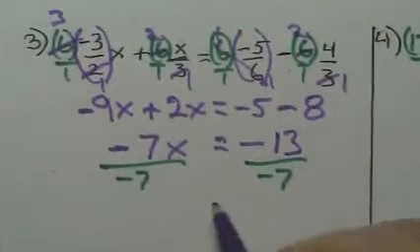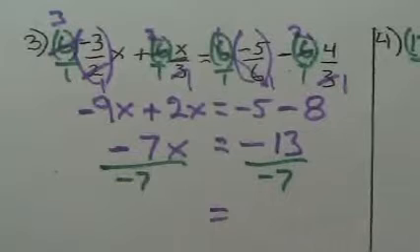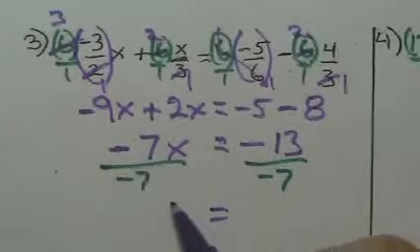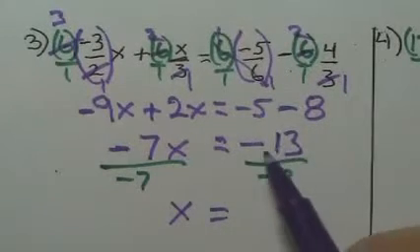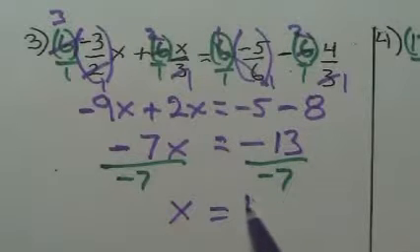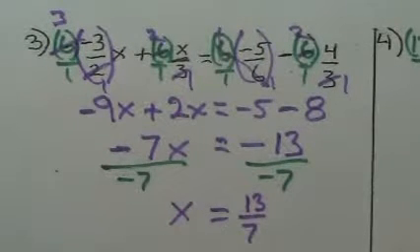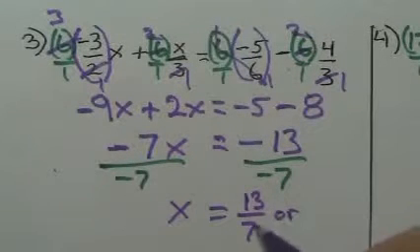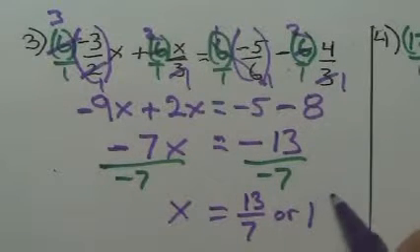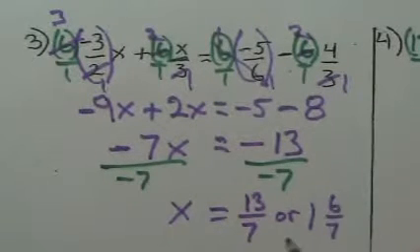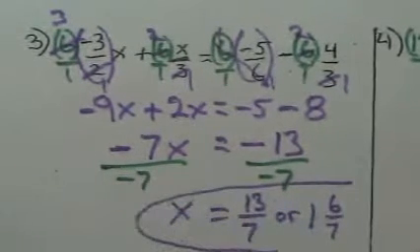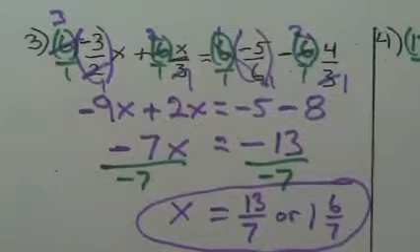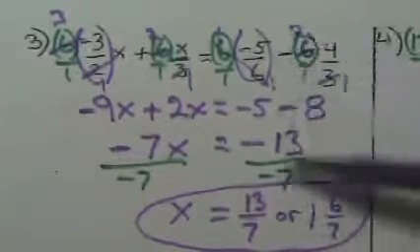Oh, rats. I thought it was going to come out nice and even there, but it didn't. So that's gone, and that leaves you with x. And then the negatives cancel, it's just 13 over 7. Or you could go ahead and write it as 1 and 6/7. Rats, I was hoping that would come out nice and even. If I made a mistake, go ahead and let me know.